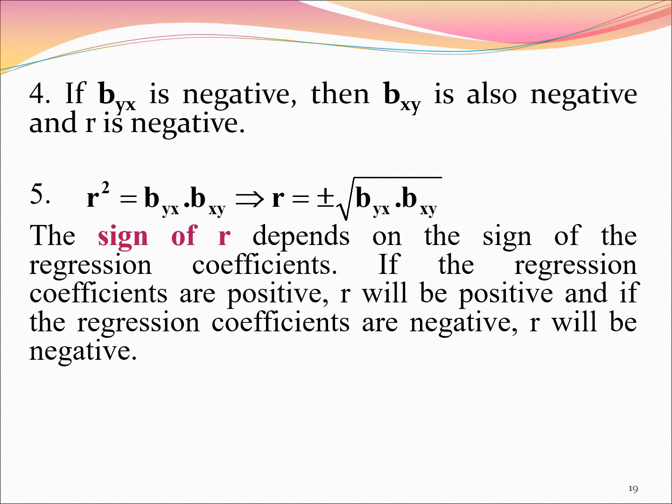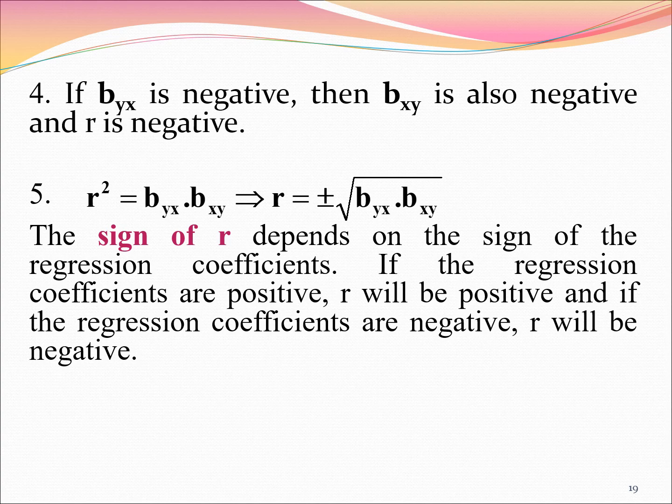If one of the values is negative, the other value is also negative. That is, if byx is negative, bxy is also negative, and so is r. So byx, bxy and r are all three positive or all three negative. There also exists a relationship between the two. That is, if you take the product of byx into bxy, the resultant is equal to the square of the correlation coefficient r. Moreover, r is the square root of this product.